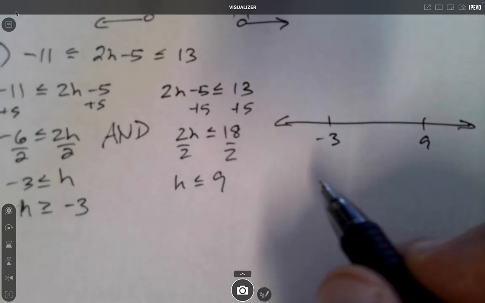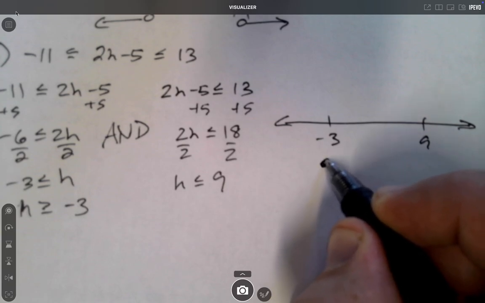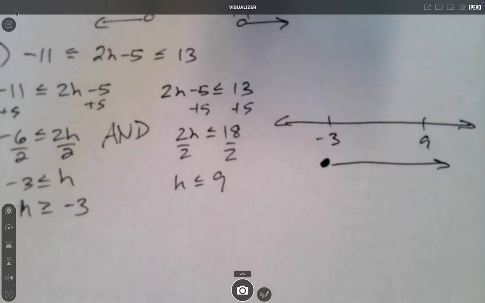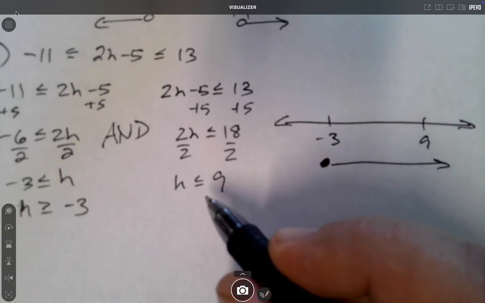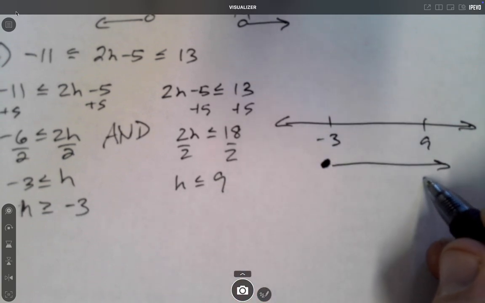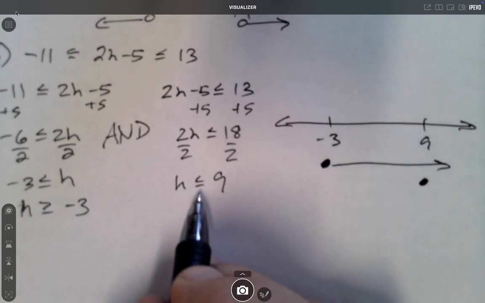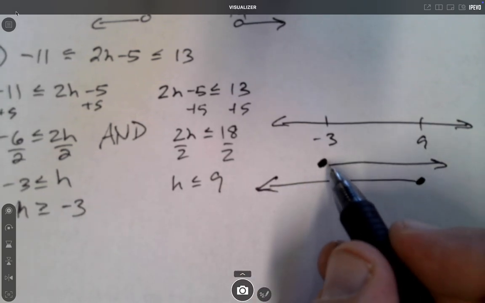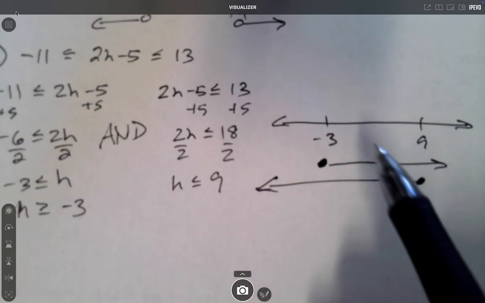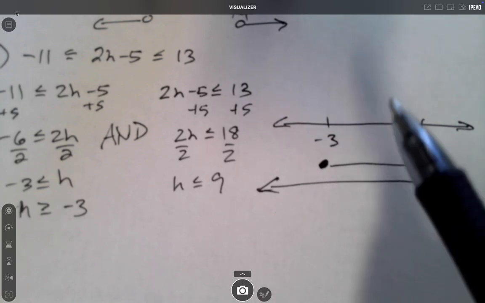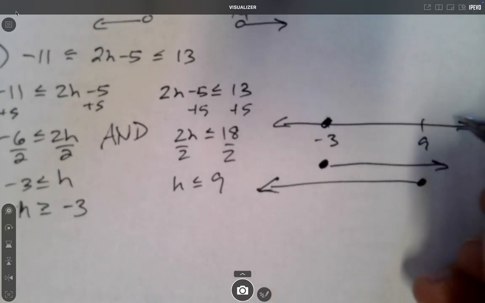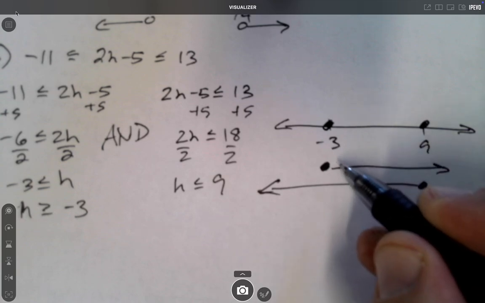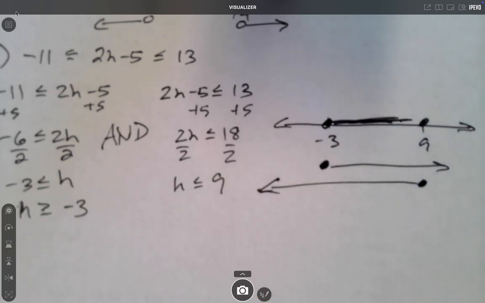So h is greater than or equal to -3. Closed dot at -3. Greater than means we shade to the right. H is less than or equal to 9. Closed circle at 9. Because of the "or equal to," we shade to the left. So they overlap. The only place both of them are present is from -3 to 9. So we put closed circles at both, because that's what we have here, and we shade in between.